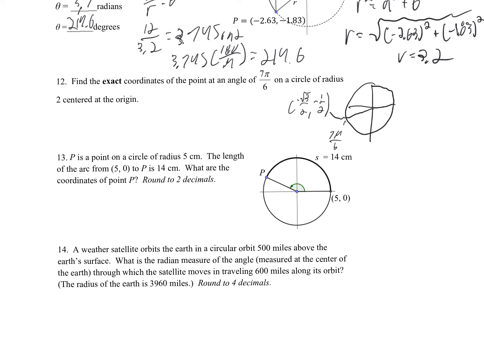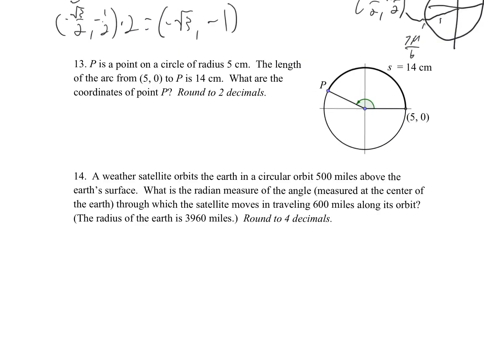The unit circle is normally for a radius of 1, but here we have a radius of 2. So what you do is you just multiply these coordinate points by whatever your radius is. Since our radius is 2, we'd multiply our point by 2. And that would give us negative square root of 3 and negative 1. And that would be our coordinate.